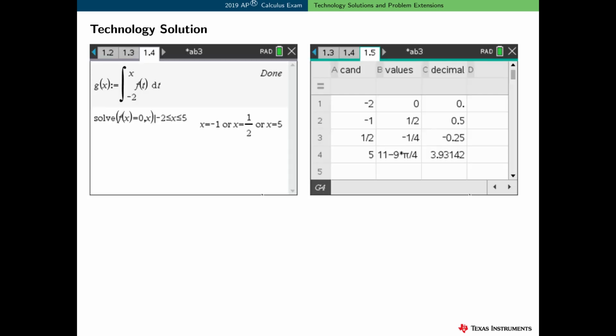Here is a technology solution. First, I defined the function g, and then I found the values where g prime of x equals f of x equals 0. On a lists and spreadsheet page, I evaluated g at each candidate. And just to make it easier to select the absolute maximum, I included a column of decimal approximations. The absolute maximum value is 11 minus 9 pi divided by 4.